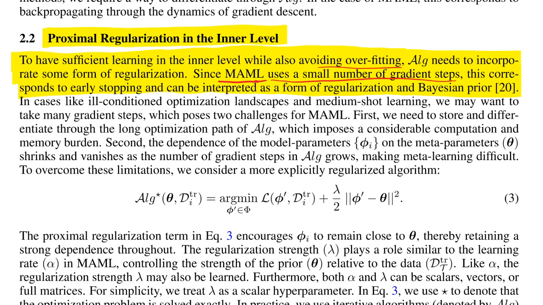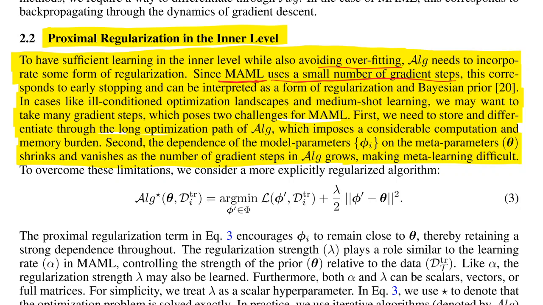They say, in cases like ill-conditioned optimization landscapes and medium-shot learning, we may want to take many gradient steps, which poses two challenges for MAML. First, we need to store and differentiate through the long optimization path of ALG, which imposes a considerable computation and memory burden, right? That's what we said. Second, the dependence of the model parameters phi I on the meta parameters shrinks and vanishes as the number of gradient steps in ALG grows, making meta learning difficult.